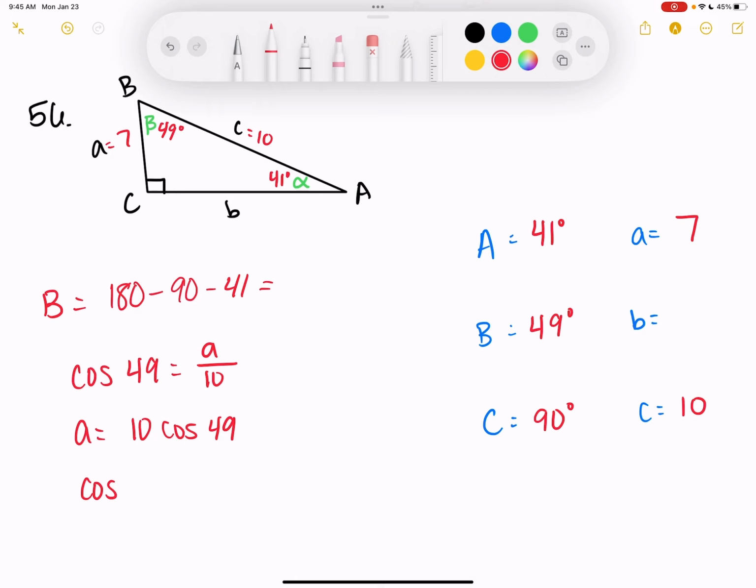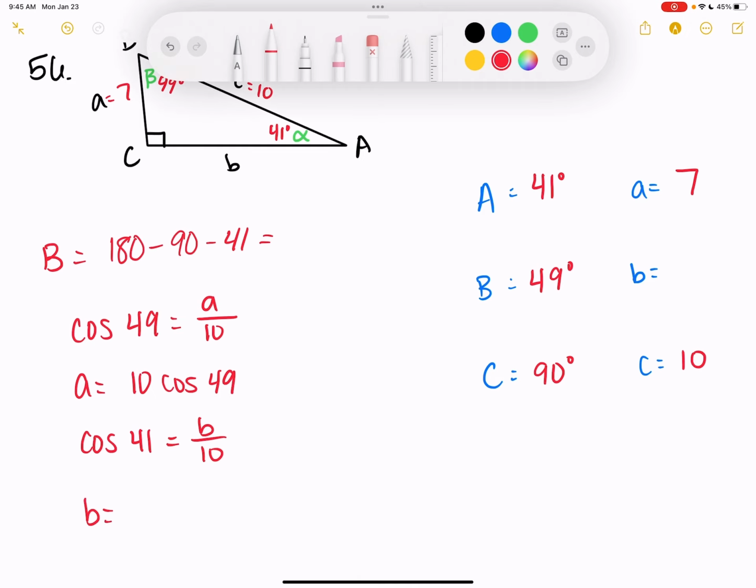So the cosine of 41 degrees is equal to B over 10. So B is equal to 10 cosine of 41.